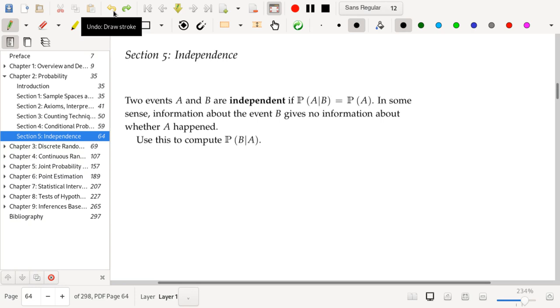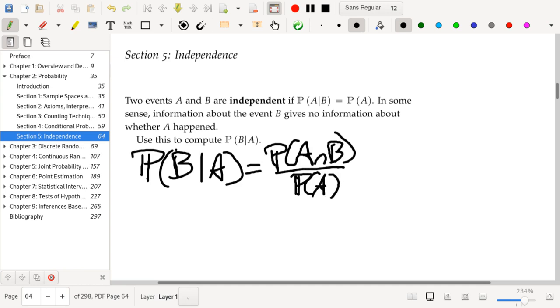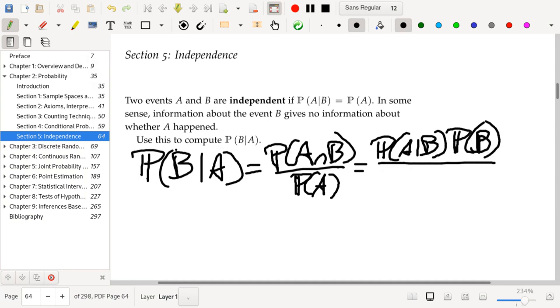Alright then, let's compute the probability of B given A. It seems like what should be the case is that if A is independent of B, then B should be independent of A as well. And in fact, that turns out to be the case, because we compute the probability of B given A, and that's going to be the probability of A and B divided by the probability of A. And we then say that the numerator is equal to the probability of A given B times the probability of B divided by the probability of A.